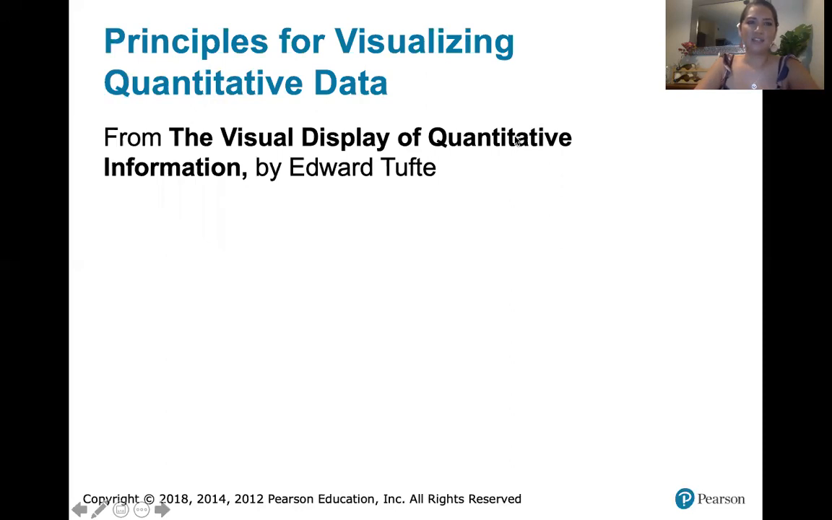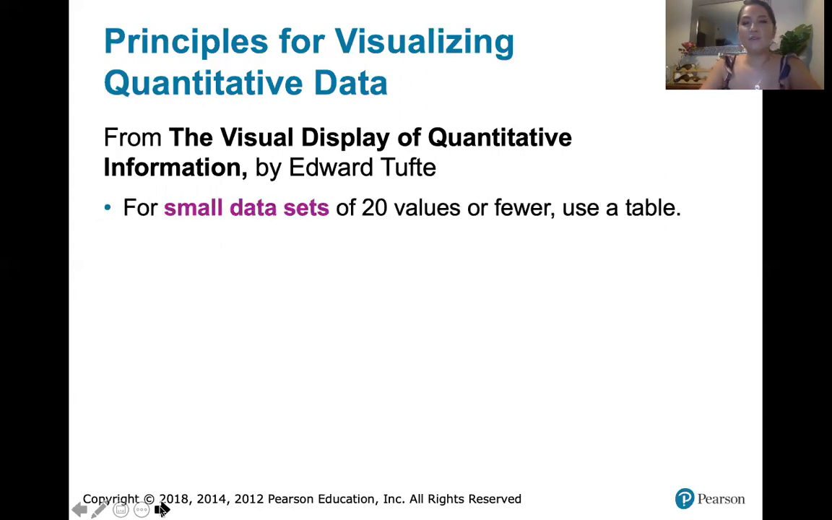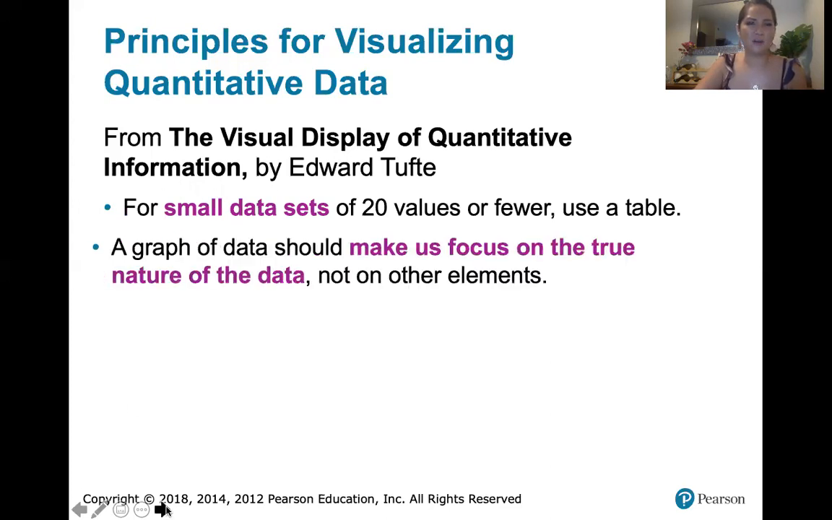Now this last slide deals with principles for visualizing quantitative data. It comes from The Visual Display of Quantitative Information by Edward Tufte. And it's just got 4 principles. It's really 3 principles, as 2 of them are very similar. So here's the first one. If you have a very small data set, so data sets of 20 values or fewer, it's better to use a table than to use a graph, because a graph is supposed to summarize all of that data. And if there are so few data, it really doesn't make sense to summarize it in that way. A table could more clearly convey that information. So use a table when the data sets are small.